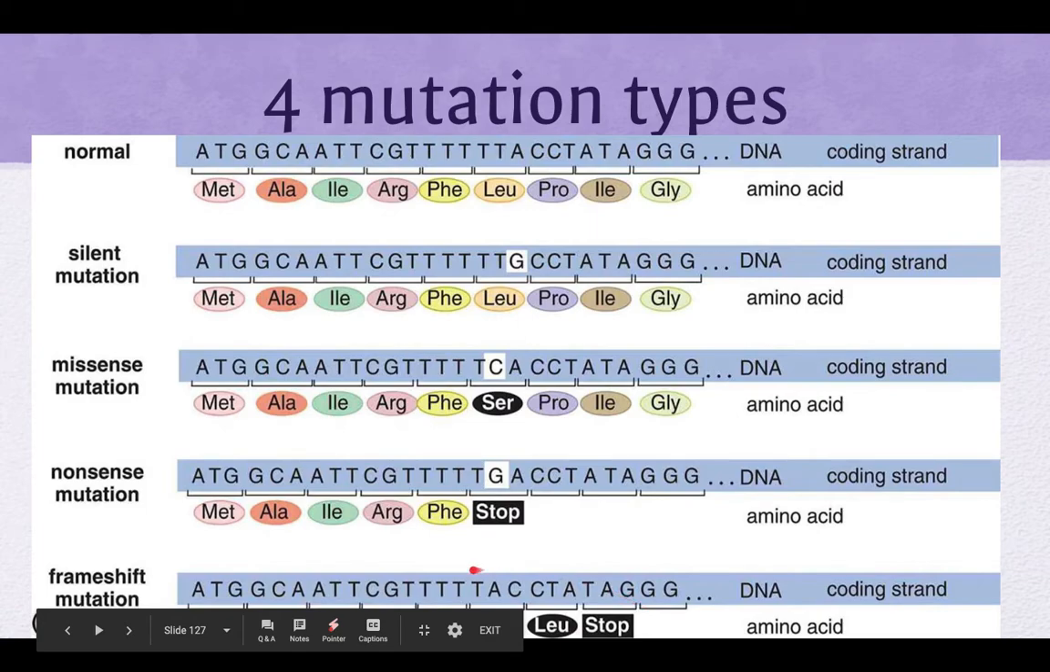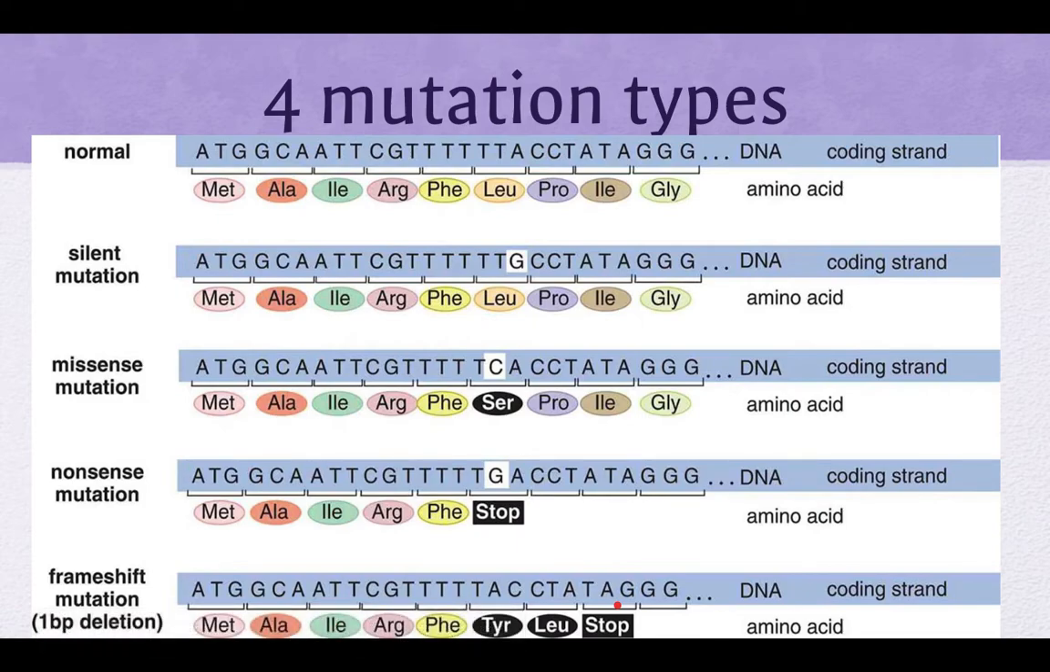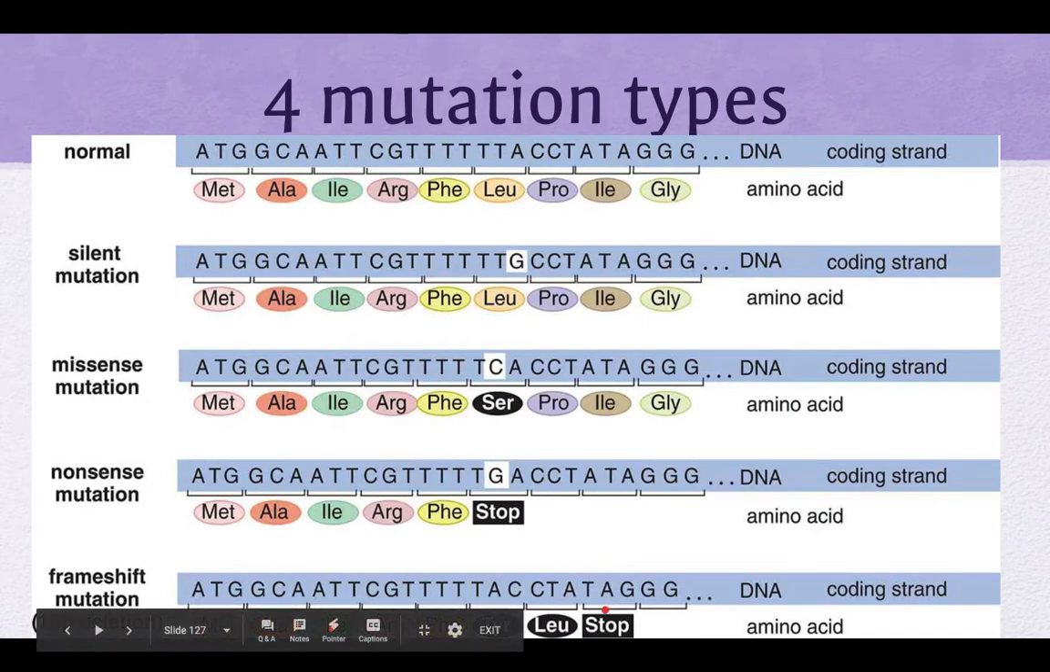So instead of reading TTA, now it's going to read TAC, which codes for a different amino acid. In this case, that codes for tyrosine, and then you get leucine, and then you could get stop, or you could get a whole bunch of wrong amino acids. So basically, a frame shift makes everything slide down by one, which means now the frame that the ribosome is reading is wrong. So that's really bad.